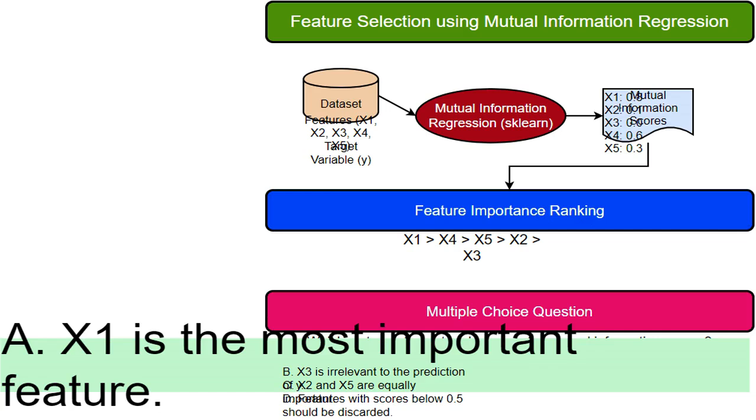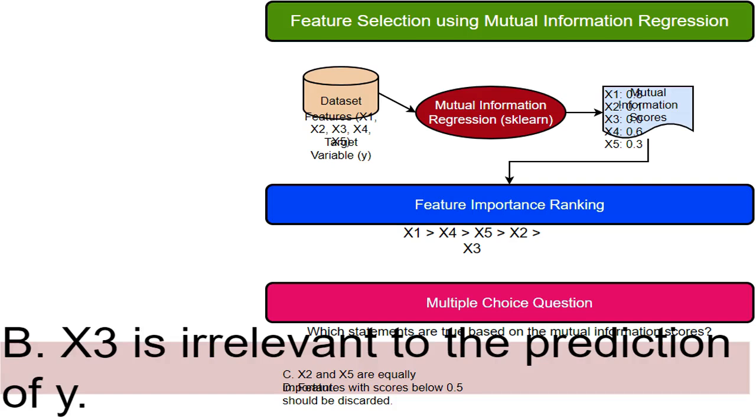This statement is true because X1 has the highest mutual information score, 0.8, indicating the strongest relationship with the target variable. This is also true. A score of 0 means X3 provides no information about the target variable.